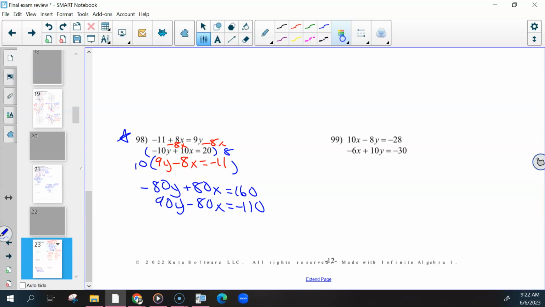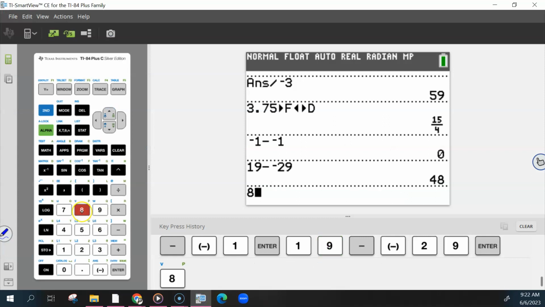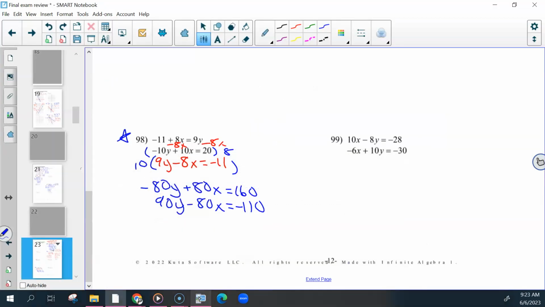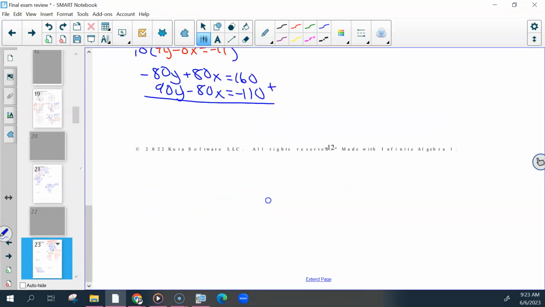Then we have a positive and a negative version of 80. So we have to think about how could we eliminate them, add or subtract them together. I'm going to add them first. 80 plus a negative 80, that would cancel each other. The other one would not. So add the two equations together. Negative 80 plus 90 would be 10y. 80 plus a negative 80 would just be 0. 160 plus a negative 110 would be, and then solve for y.